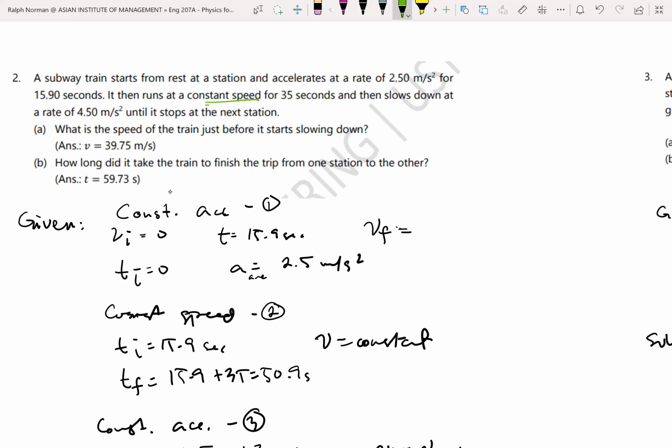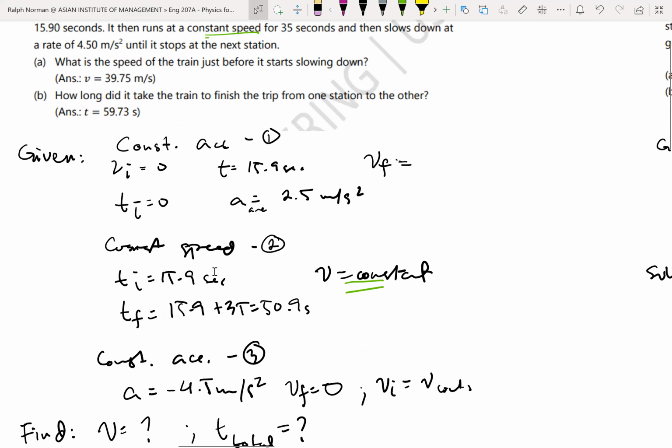And it says here for another 35 seconds. So you know yung final time mo before decelerating at the rate of 4.5 meters per second squared. So you have your final time for yung second state at 15.9 plus 35 at 50.9 seconds. Okay? And you know that your velocity here is constant. For the third state, you know that it decelerates at 4.5 meters per second squared. Several things. You know that yung final velocity mo will be 0 kasi you're going to a stop at the next station. You know that yung initial velocity mo is yung previous velocity mo, which is constant. So we're still looking for that.